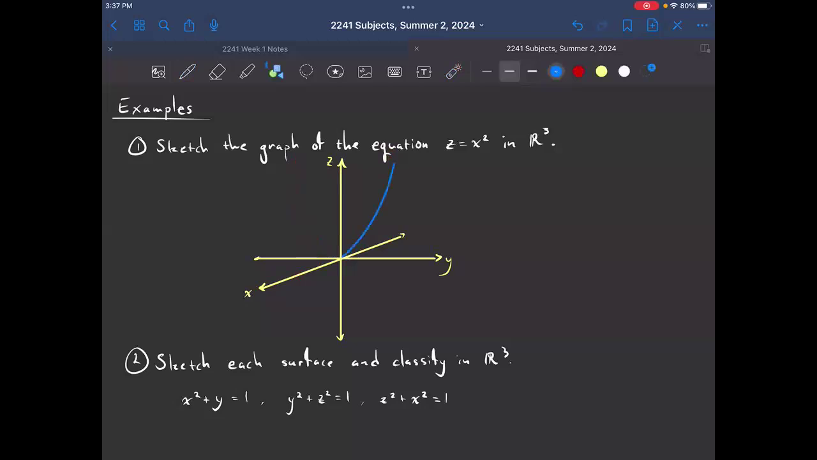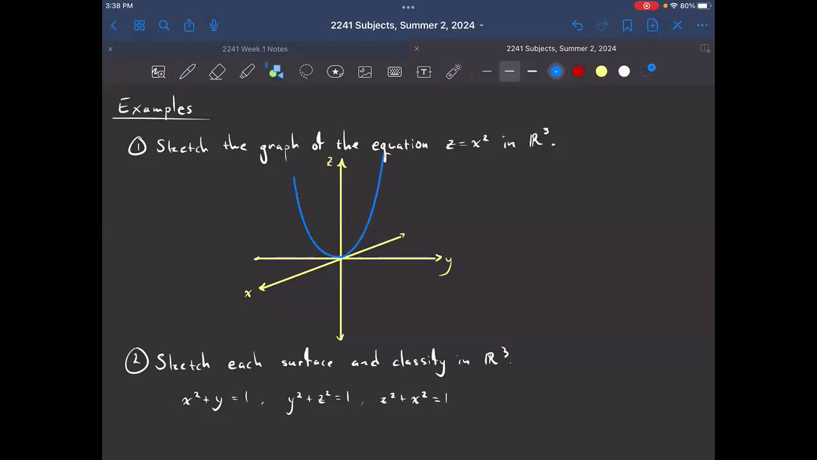Let's draw that. I'll use my handy-dandy parabola drawing tool. This guy looks something like that. Maybe a little bit steeper. Parabola's hard to get right, but it should look something sort of like that.